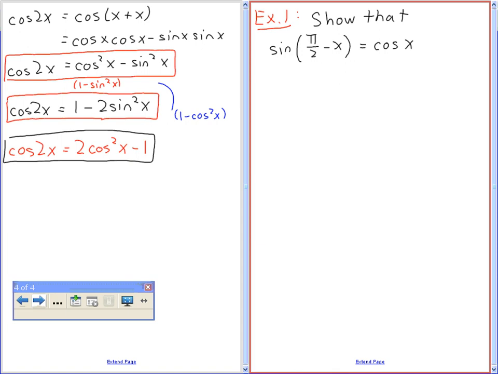This is another one of these things where calculus will work out beautifully. Always. So how can I show that sine of (pi/2 - x) is equal to cos x? Can someone give me a good starting point?